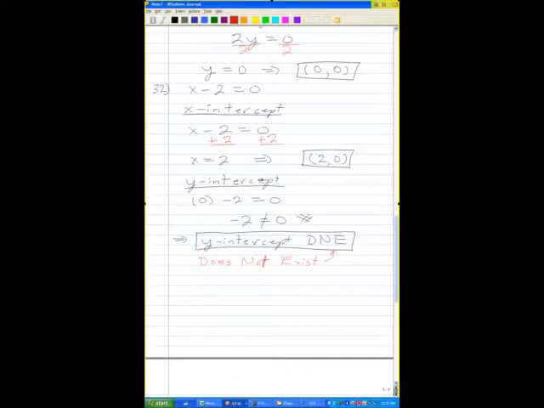That's what DNE means. Okay, so it could be that you have the same x and y intercepts when it passes the origin, or it could be that maybe either the x or maybe the y intercept doesn't exist. Okay.